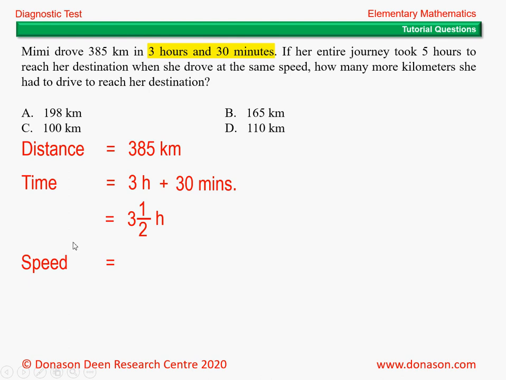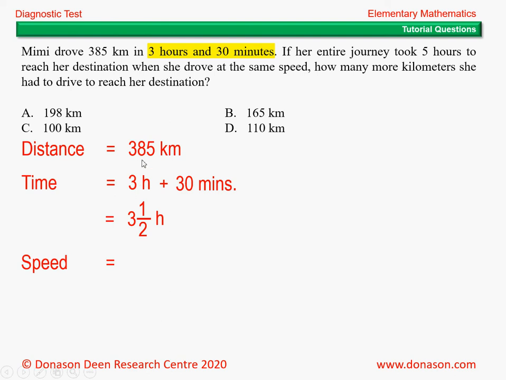Now we would like to calculate what's the speed, and why is that necessary? Because if an entire journey took 5 hours to reach a destination, when she drove at the same speed, of course if we do not find what is that speed for which she drove the first 385 kilometers, we can't do the rest of the question. So therefore we're going to find what's the speed at which she was driving.